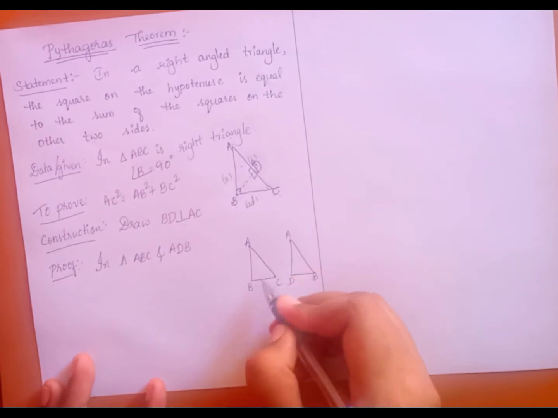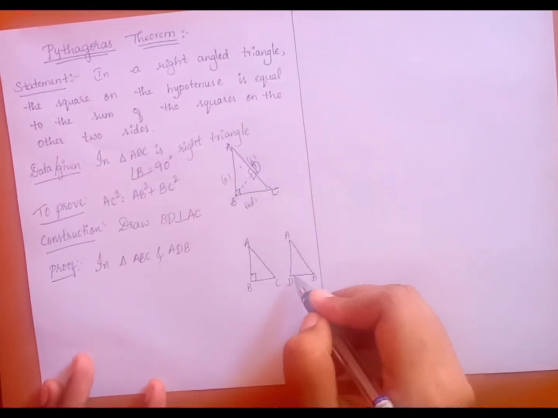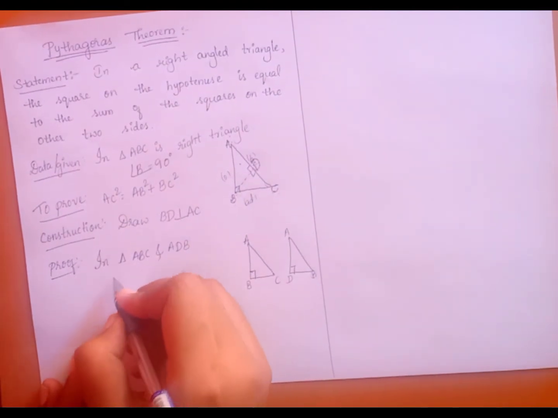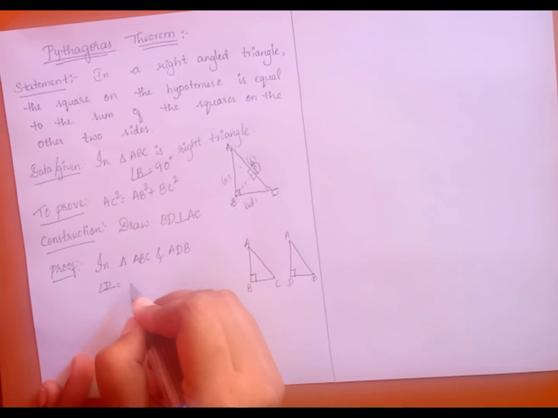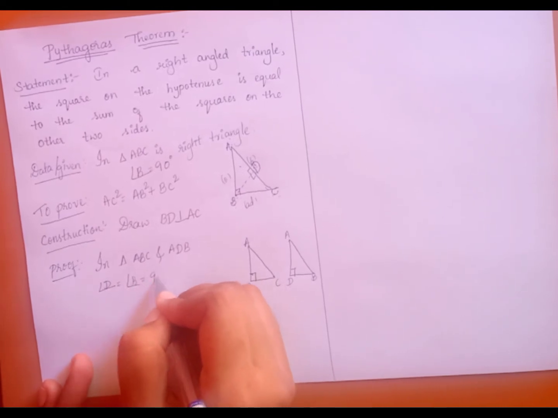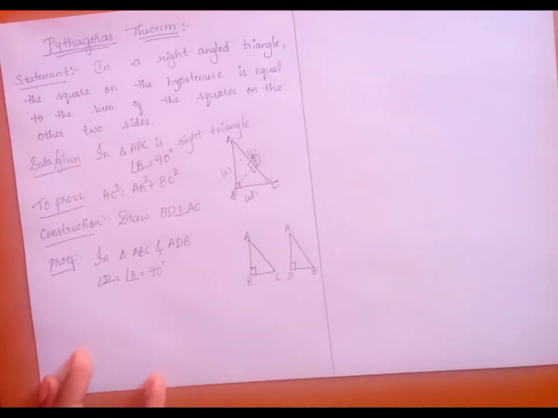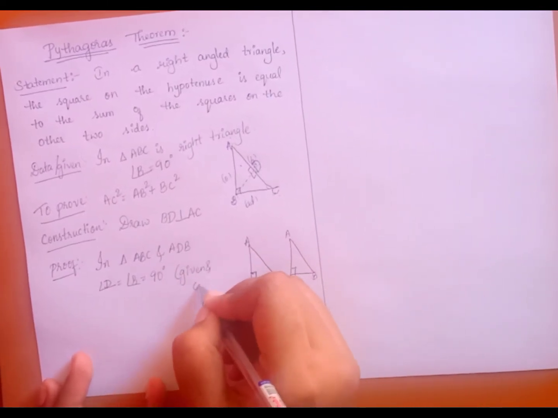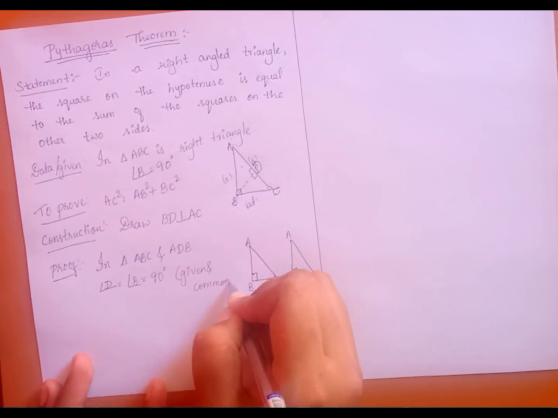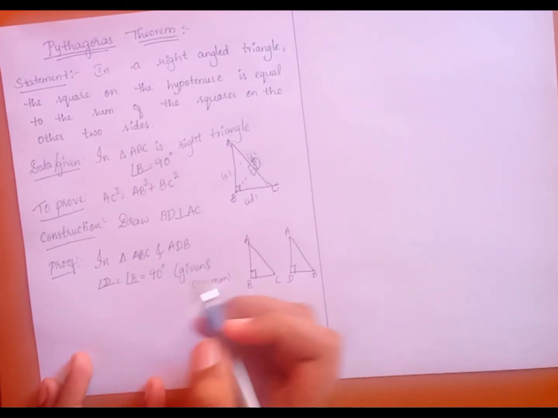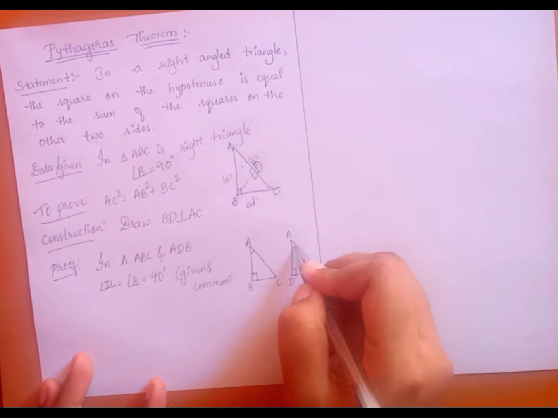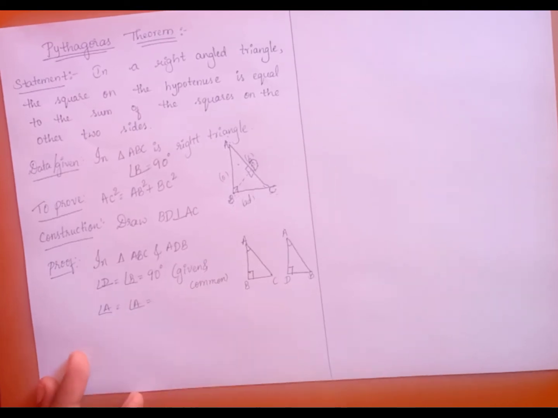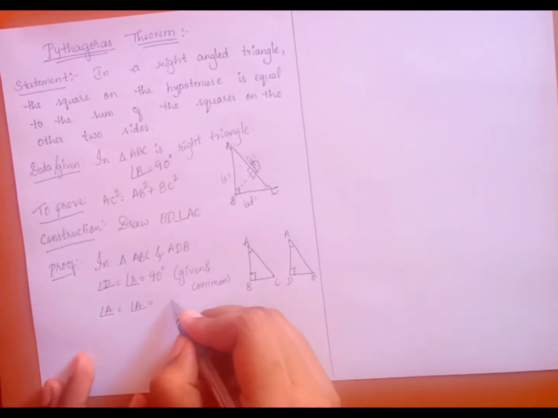So in this, B is 90 degrees we know, and here D is 90 degrees because it's a perpendicular. So therefore we can write angle D is equal to angle B is equal to 90 degrees. And next you can write given and common also, because the common we have is the 90 degrees only. So next, we have an angle which is common. So therefore angle A is equal to angle A, because we have a common angle.